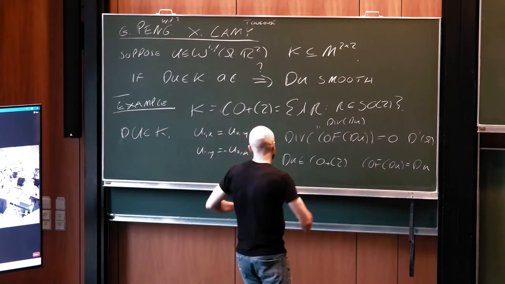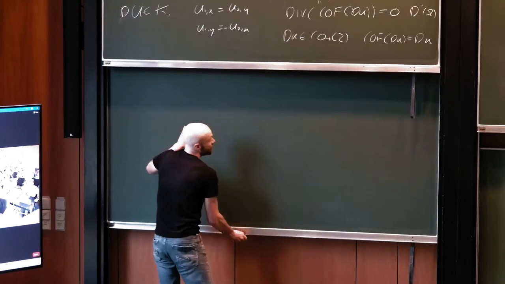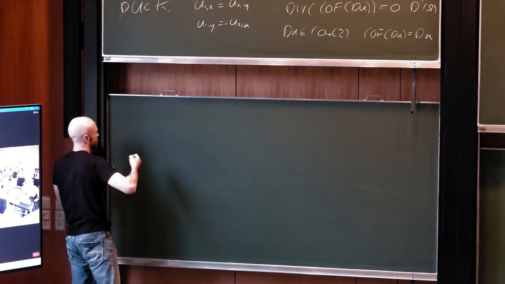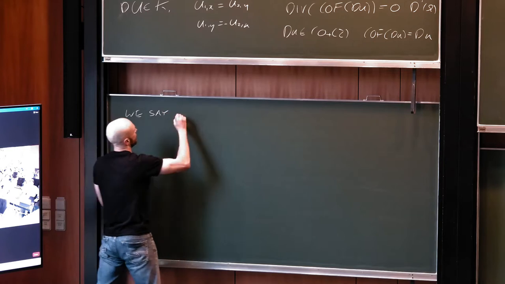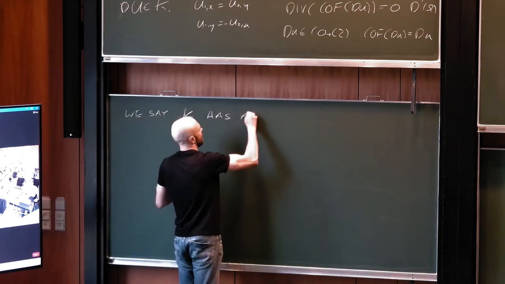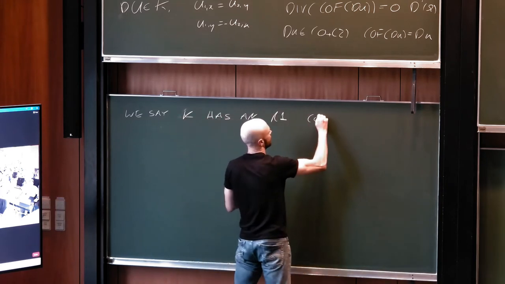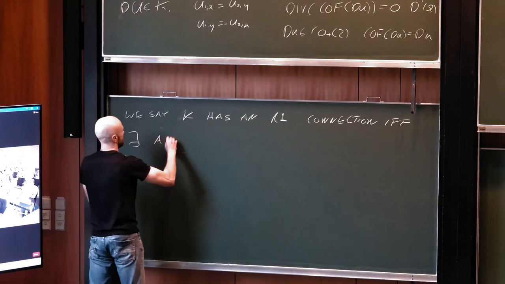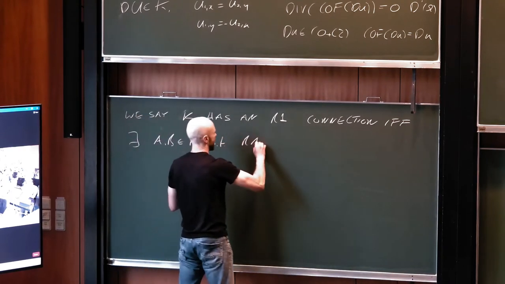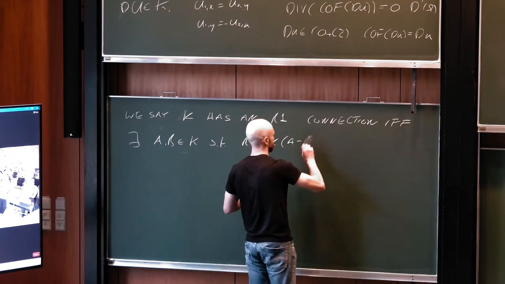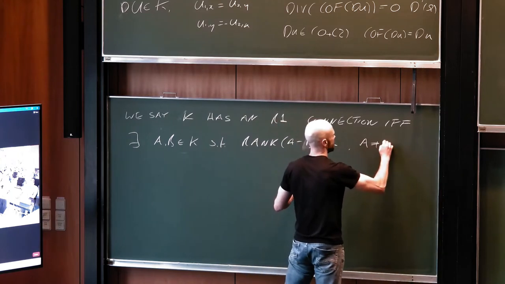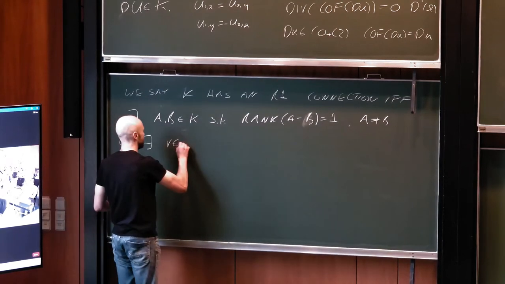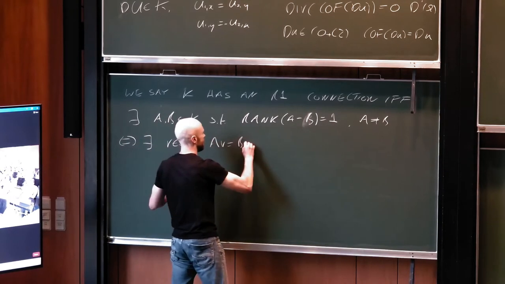Yeah? All right, so let's talk about when this fails to be true. Daniel already talked about this, but let's do it a little bit more slowly if you haven't seen this before. So we say K has a rank 1 connection if and only if there exist A, B belonging to K such that the rank of A minus B is equal to 1, where of course A is not equal to B. Okay? So if we have this, then in 2 by 2, this is equivalent to there exists a v, it could be a unit vector, such that Av equals Bv, right?